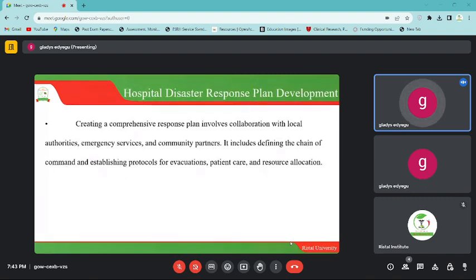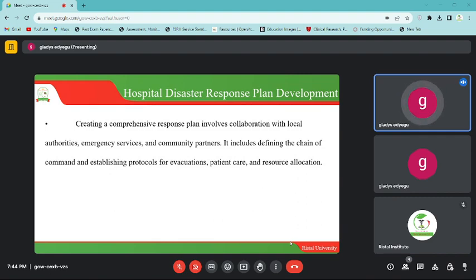So hospital disaster response plan development. You need to develop a plan for you to actually respond to this disaster. So this is basically creating a comprehensive response plan that involves collaboration with local authorities, emergency services, and community partners. And it includes defining the chain of command and establishing protocols for evacuations, patient care, and resource allocation. So when you have a plan, it can help you in very many ways and can help you to address very many things. So I want to talk about local authorities.